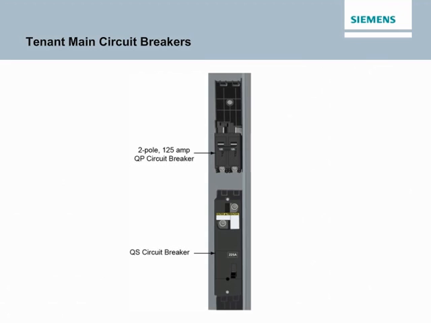Each 225 amp meter socket in a residential meter stack, type WMM, has a provision for a 2-pole 225 amp plug-in QS circuit breaker. The compact QS breaker features a side-wire design that simplifies wiring by eliminating difficult wire bends. The QS breaker is available with continuous current rating from 100 to 225 amps and with interrupting ratings from 10,000 to 100,000 amps. If desired, a 2-pole 125 amp QP circuit breaker can be installed in a 225 amp tenant main breaker slot without conversion kits or filler plates.